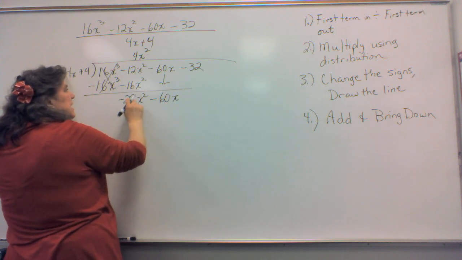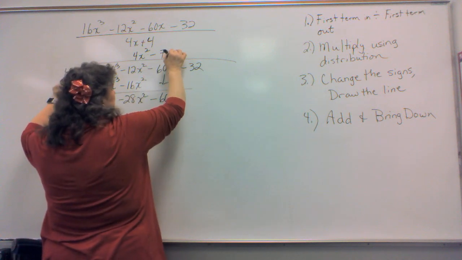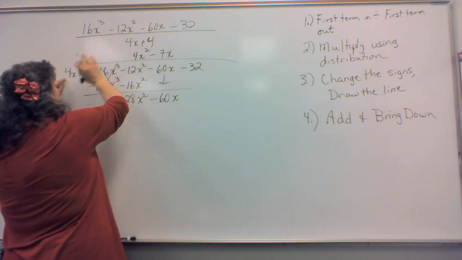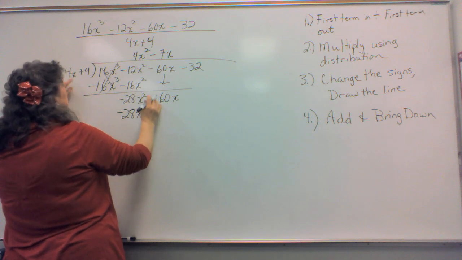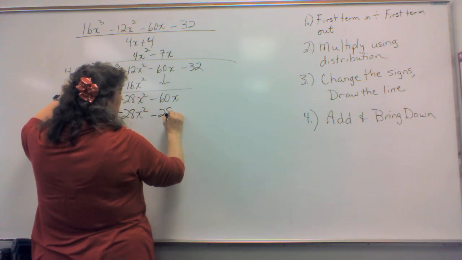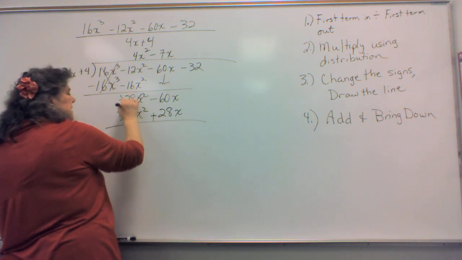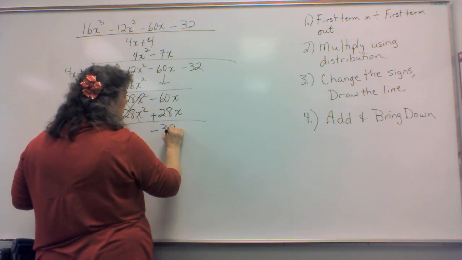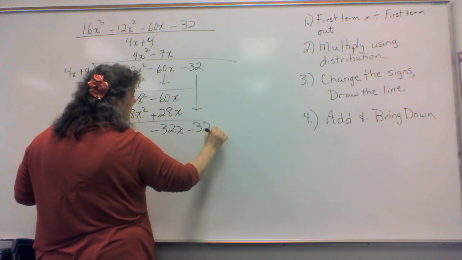4 goes into negative 28 minus 7 times, and x goes into x squared x times. Negative 7x. Let's multiply. Negative 7x times 4x is a negative 28x squared. Negative 7x times 4 is a minus 28x. Change the sign, draw the line. This is 0. Negative 60 plus 28 is a negative 32x. Bring down the next term, minus 32.